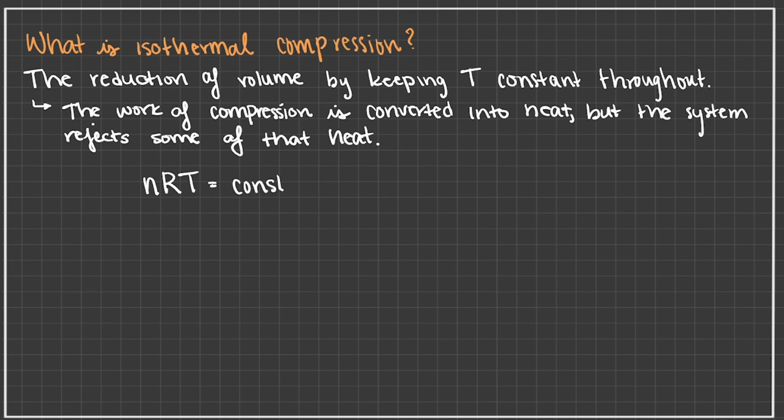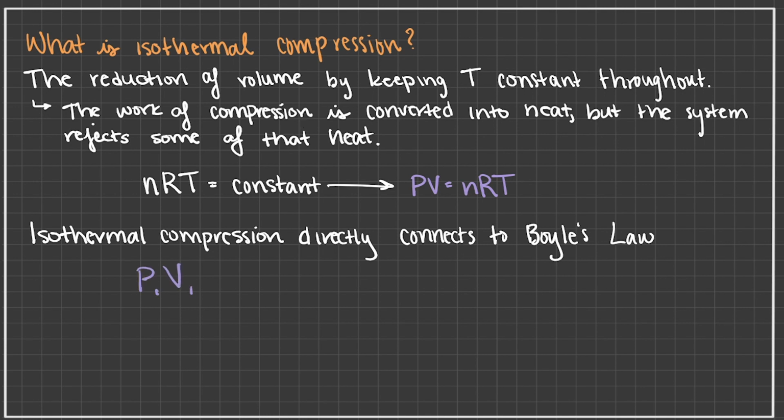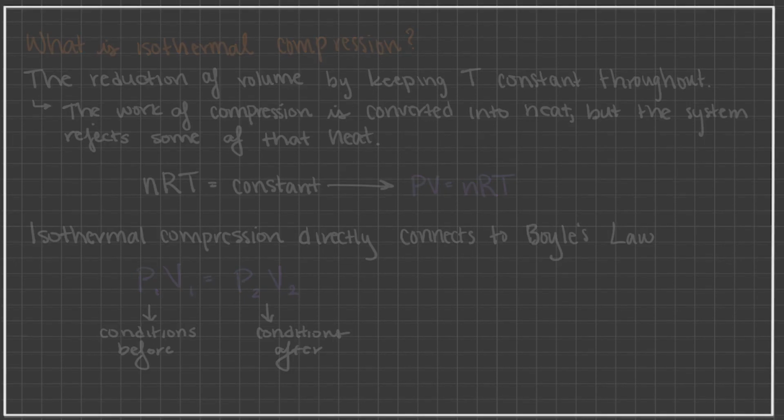Now we're going to look at our perfect gas law, or our ideal gas law, whatever you know it as, which is PV equals nRT. Since our number of moles, or mass, R is a constant already and temperature is held constant, we can see that the only variables changing in our ideal gas law are P and V. And from this, we can directly connect Boyle's law to our isothermal compression, which is P1 V1, or our conditions before, equal P2 V2, or our conditions after a reaction takes place.